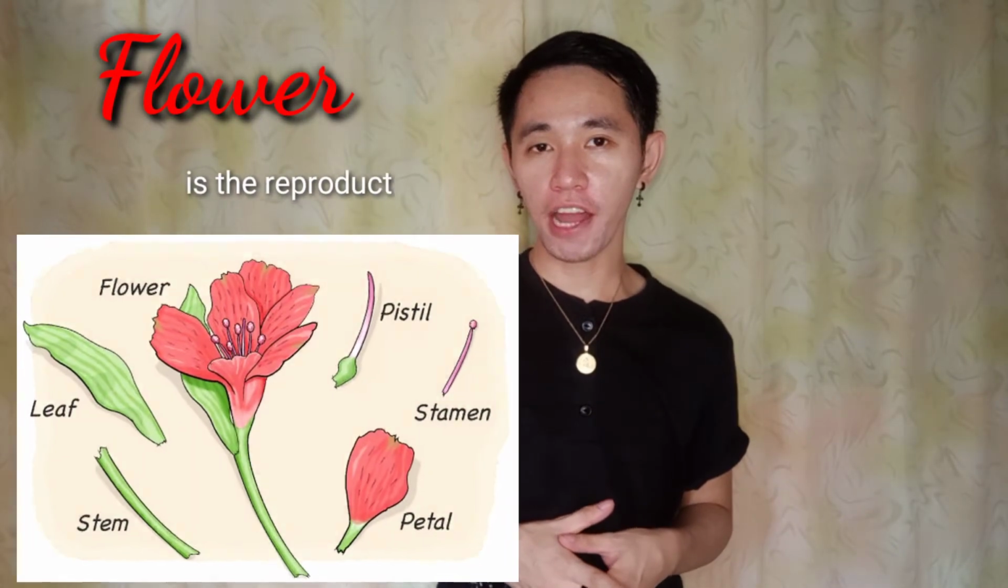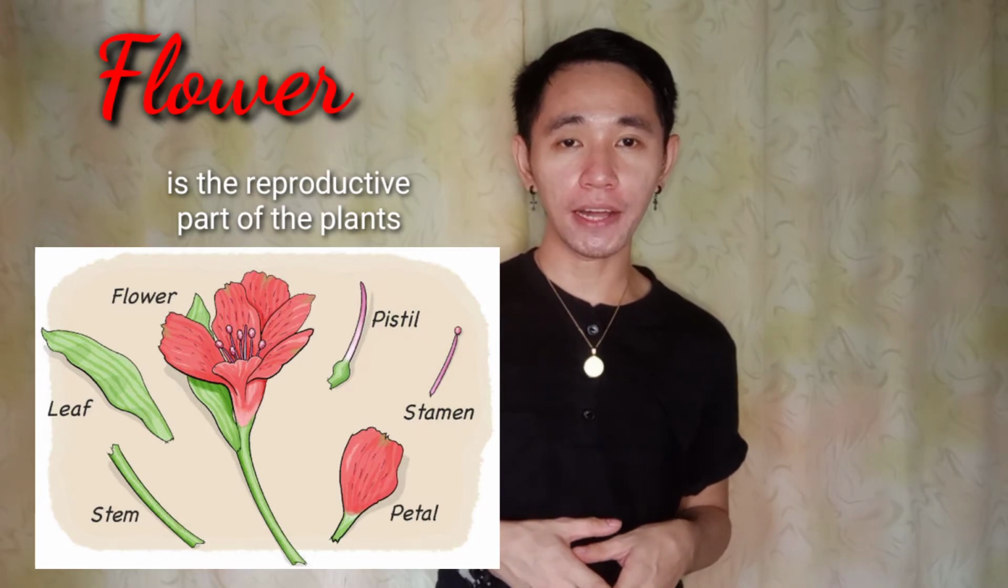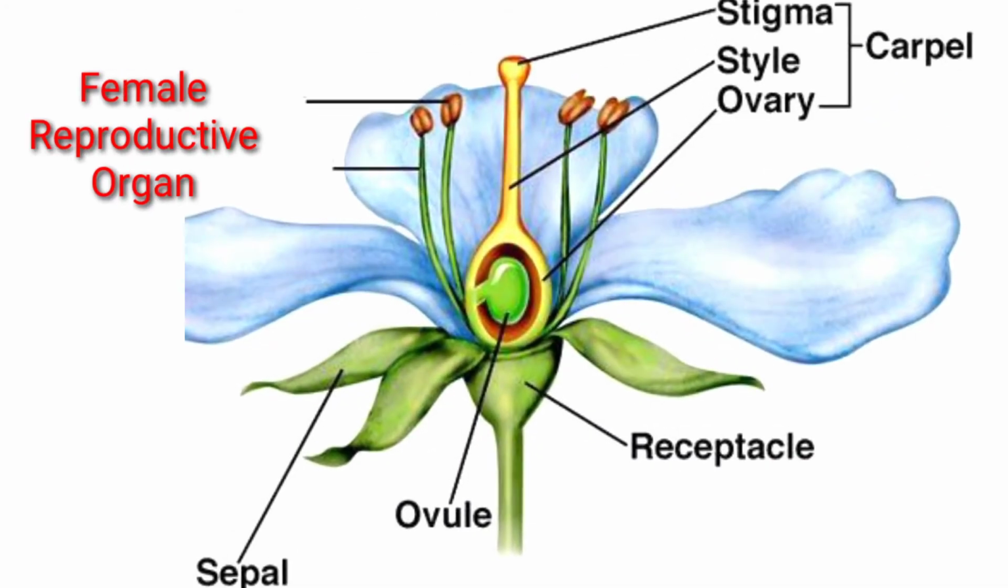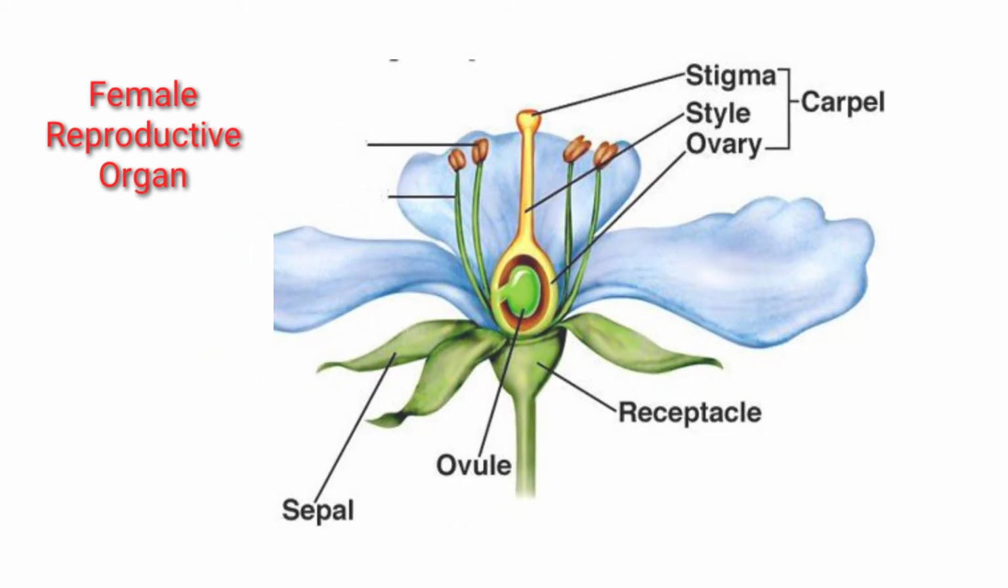The fourth plant organ is the flower. The flower is the reproductive part of the plant. The flower consists of the petals, sepals, 1 or 2 carpels or pistils, and the stamens, which are the male reproductive organs. The pistil is the female reproductive organ. It includes the stigma and the ovary. The stigma receives the pollen during pollination. The ovary contains the ovules with the eggs and is the site of fertilization.